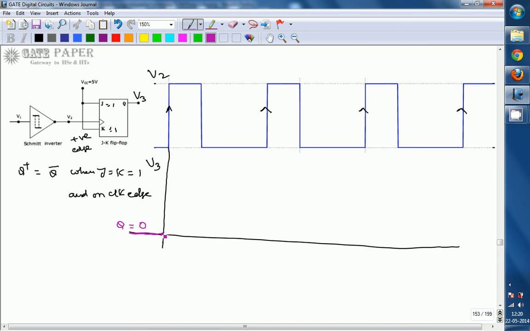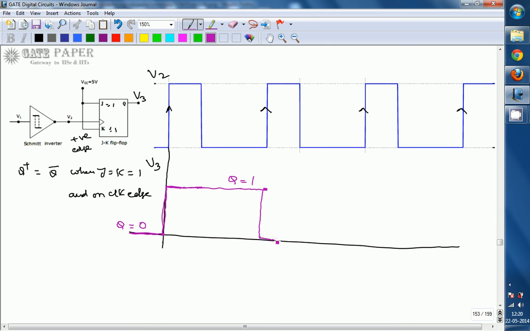Whenever a positive edge occurs, the next state is nothing but the complement of the present state, because J and K are kept at 1. So this 0 will become 1, and it will stay at 1. Over here you are getting a negative edge, but the JK flip flop output responds only to positive edges. So it maintains the same state till the next positive edge. Over here you are getting the second positive edge, and for the second positive edge the present state is 1, so the complement of that is 0.